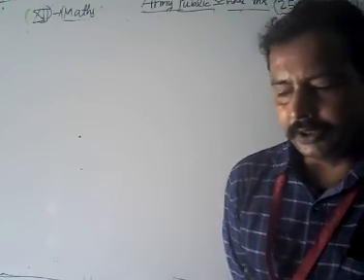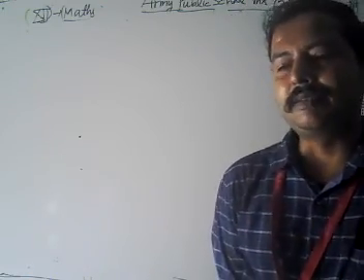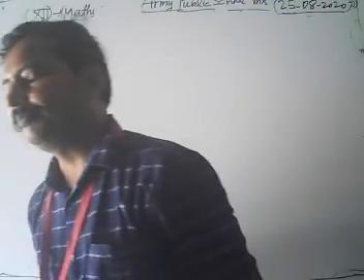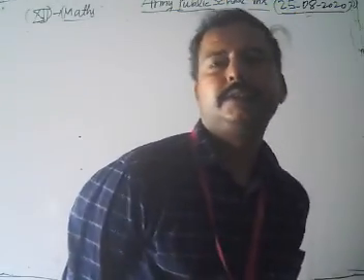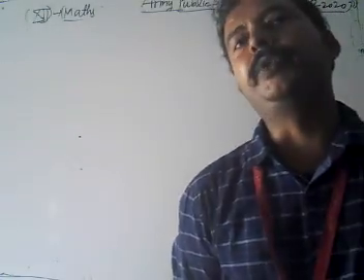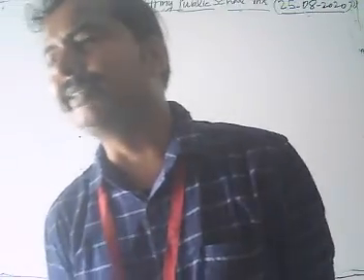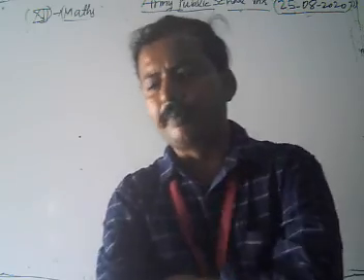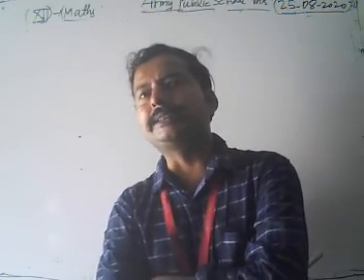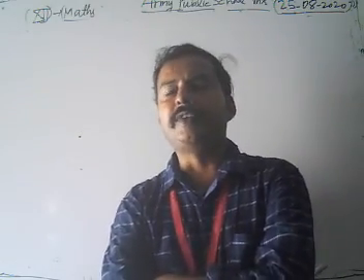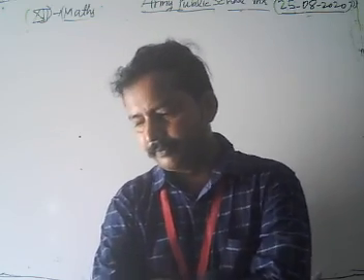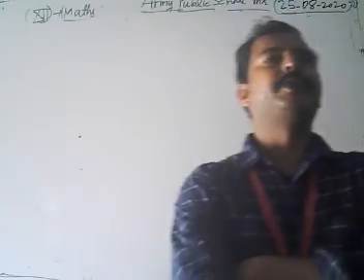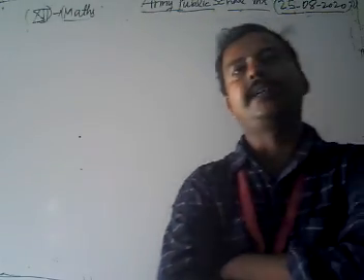Hi students, till now in three-dimensional geometry we have discussed the equation of a line which passes through a fixed point and is parallel to a given line. Then we discussed the equation of a line in both vector and Cartesian form, and the equation of a line passing through two points.